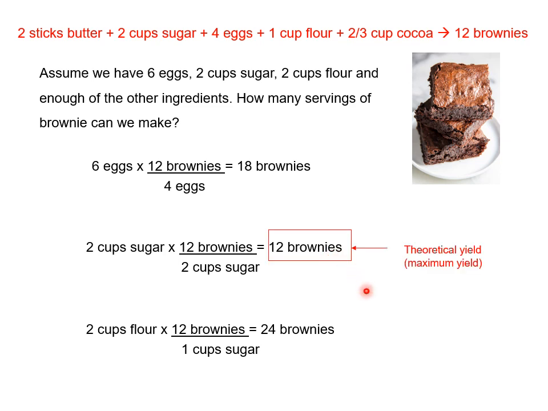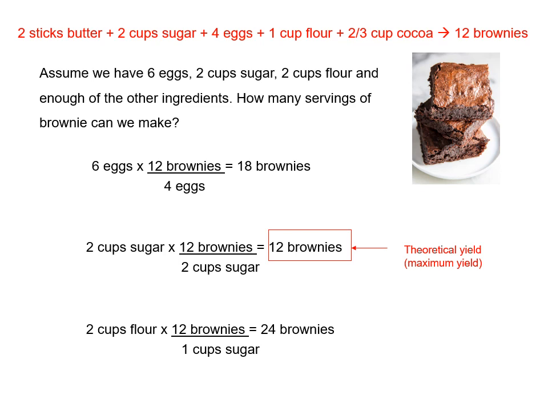So if this was a chemical reaction, we would say that 12 brownies are our theoretical yield. In theory, we can make 12 brownies. Notice that I haven't actually cooked my brownies yet. All I've done is calculated how many brownies I have enough ingredients for. So 12 brownies would be called our theoretical yield or maximum yield, meaning the maximum number of brownies we can possibly make is 12.